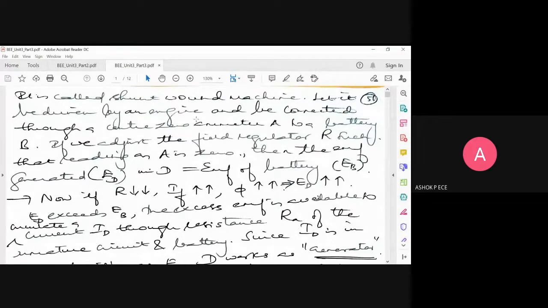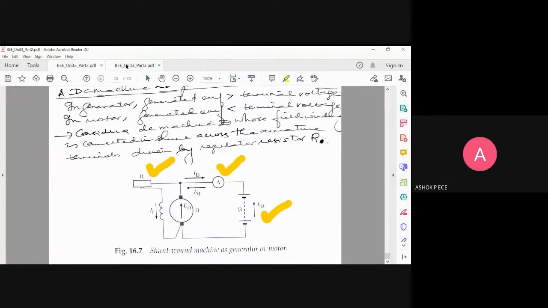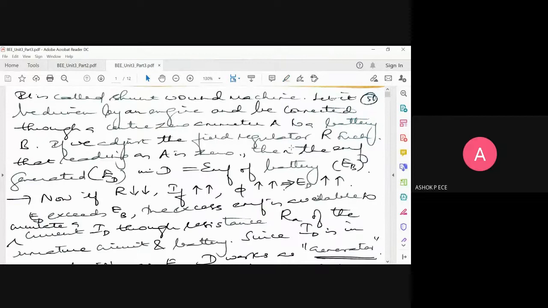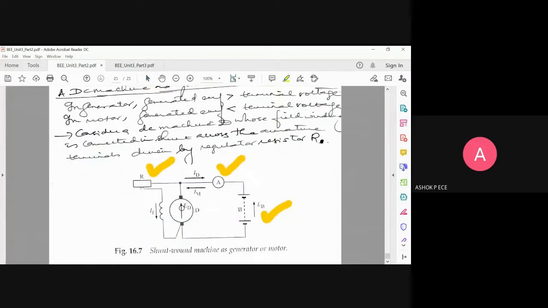It is driven by an engine and connected to an ammeter to measure. You are going to measure all the voltage and current using an ammeter and voltmeter, and the EMF is generated. See here, the EMF is generated. It is called EB. EB is the back EMF, the battery EMF, and ED is the generated EMF of your machine. Where is ED in the diagram? See here, ED is generated inside your armature, and EB is the battery voltage.